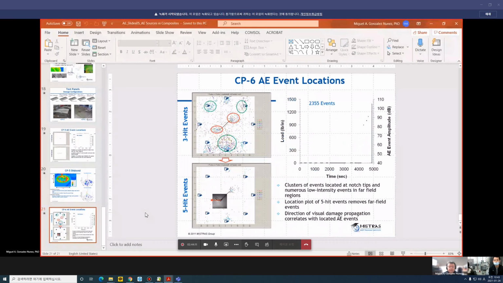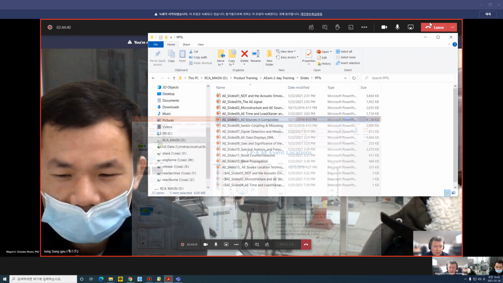Comments, questions up to here? Yes, I have a question. Okay. I want to know how you remove the far-field event.